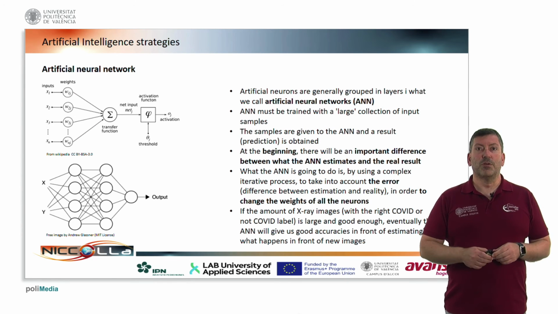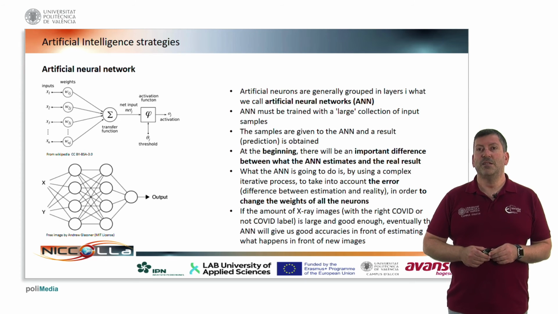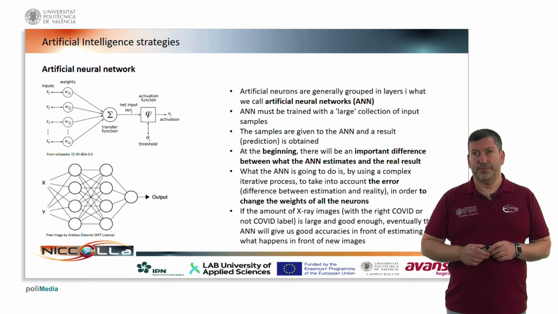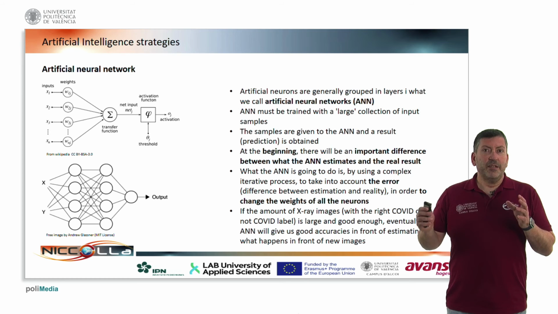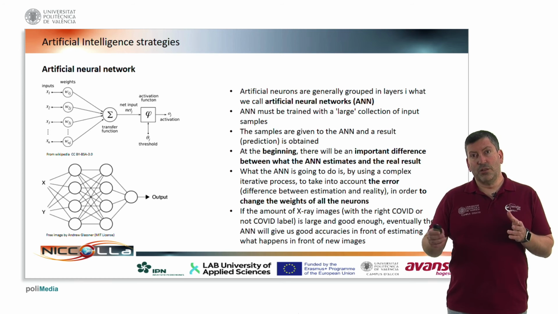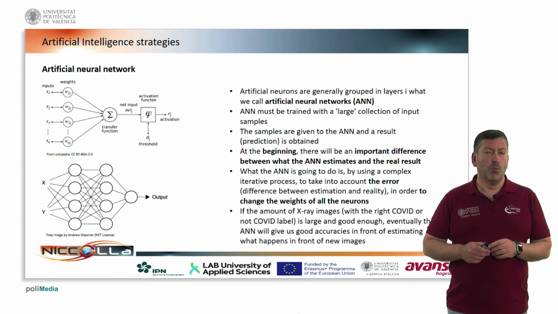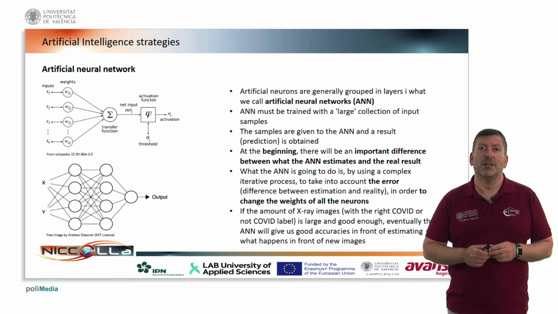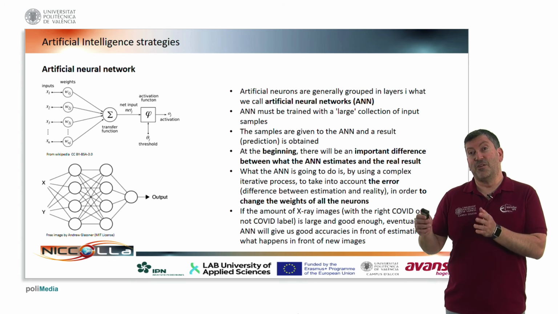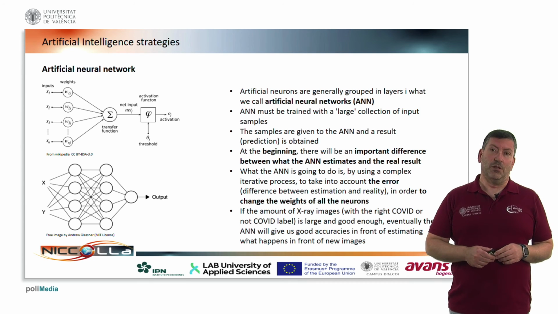So artificial neurons are generally grouped in layers in what we call artificial neural networks. Artificial neural networks must be trained with a large collection of input samples. The samples are given to the artificial neural network and a result, a prediction, is obtained. What happens? At the beginning, of course, there will be an important difference between what the artificial neural network estimates and the real result.